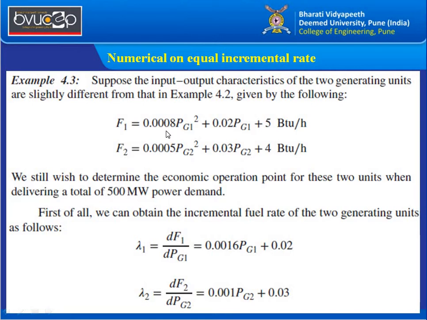Depending upon the number of generators, that many factors we have to consider. So for two generators we consider 4, when we have 3 generators we will consider 6, and so on.